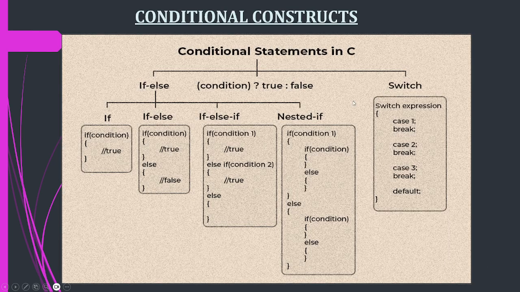Next, move to the conditional statement. For conditional statements, we have if else and switch. The if conditional statement says that if the condition is true, the statements inside the if block are executed. If the condition is false, the statements inside the if body are not executed. Next, move to the if else. The if else statement says that if the given condition is true, then the code inside the if block is executed. Otherwise, the code inside the else block is executed.